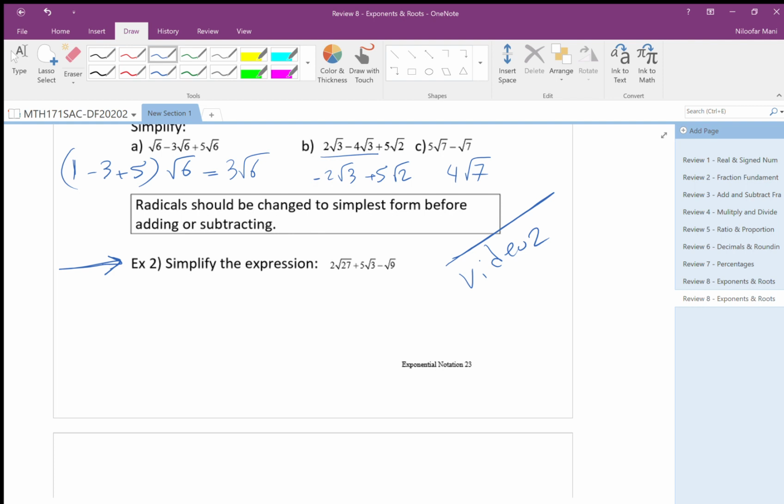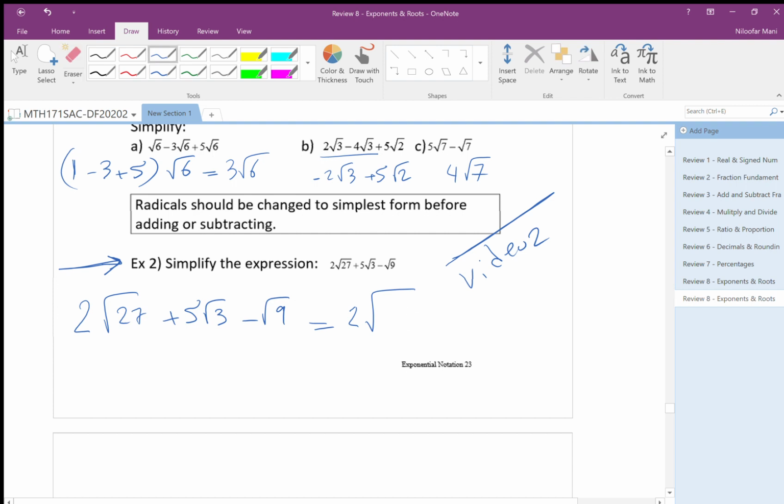Okay, so here I have 2 radical 27 plus 5 radical 3 minus radical 9, and you would say none of them are the same, so how can I add them? One of them is radical 27, one is radical 3, one is radical 9. So how about if we do this? Because I have a radical, which is root 2, I have to have something to the power 2, so I borrow 3 power 2 from 3 power 3.